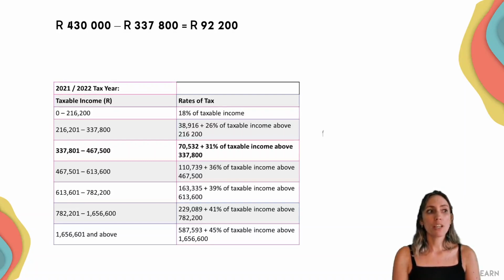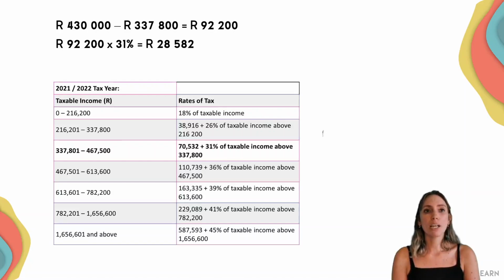So you'll see fitting into that category, you have a base tax amount due of 70,532, as well as 31% of any income above the amount of 337,800. So we're going to take the 430,000 and subtract 337,800 from it, and we are left with the amount of 92,200. Thereafter, you're going to take that difference of 92,200 and multiply it by the 31% that is in the tax table, and you get an amount of 28,582.